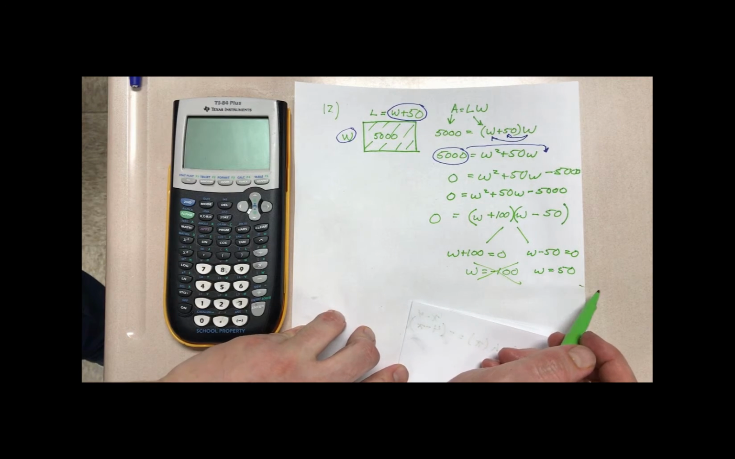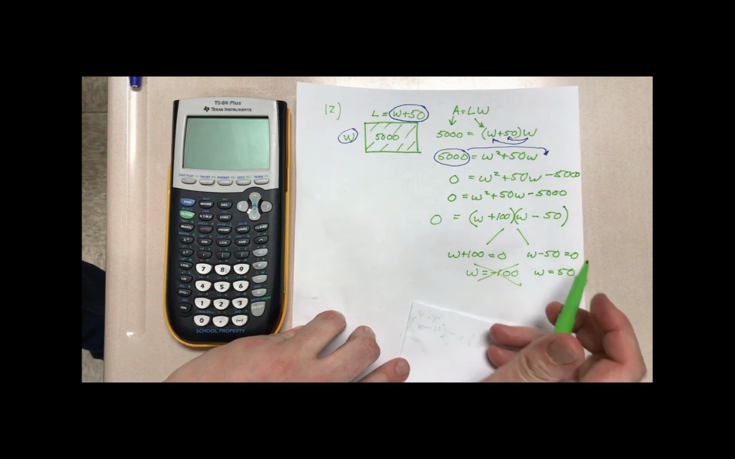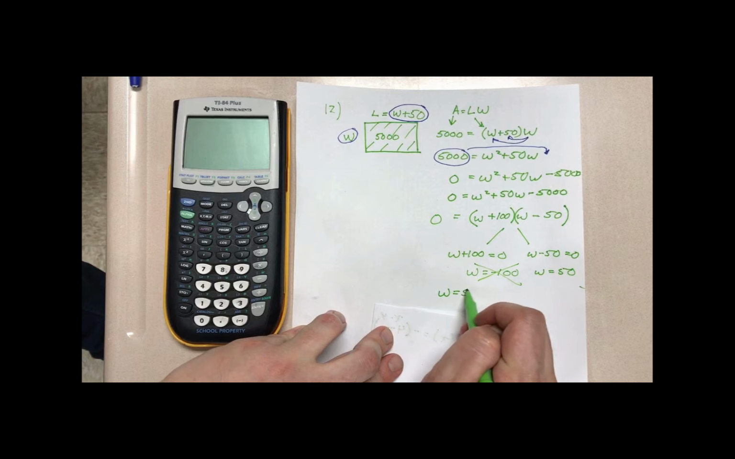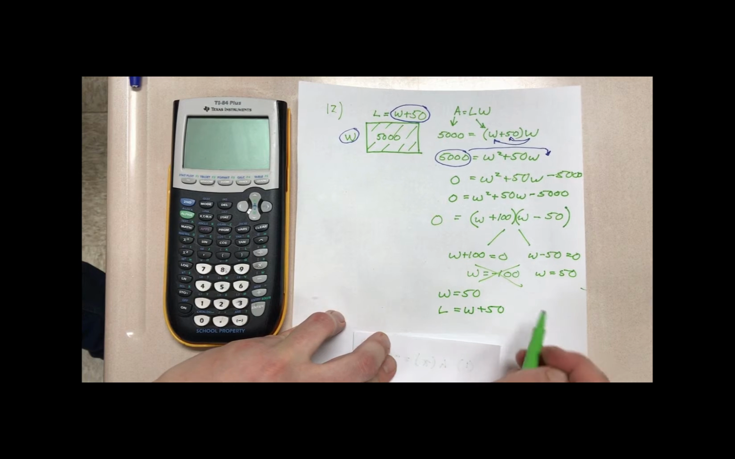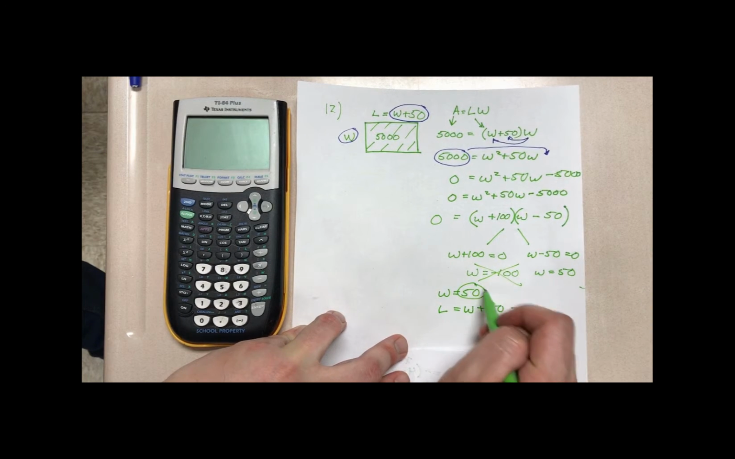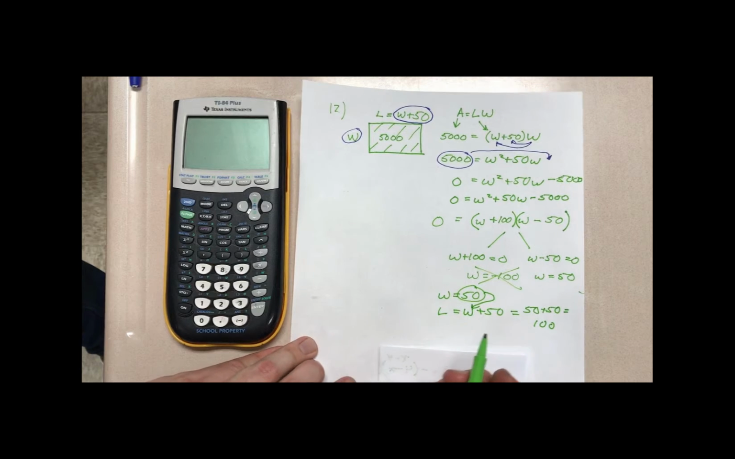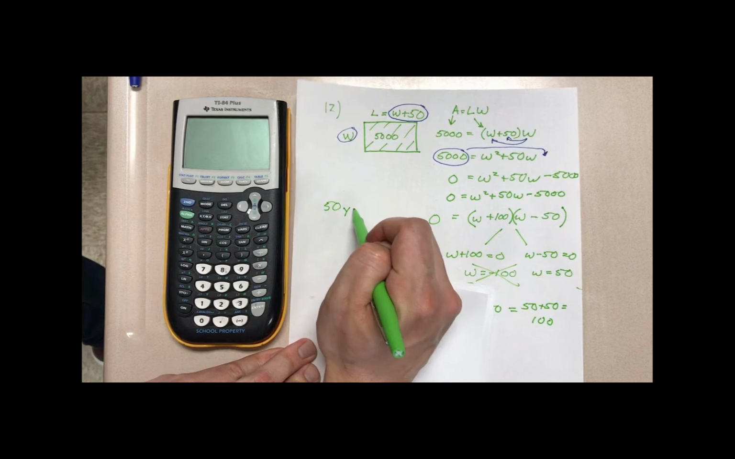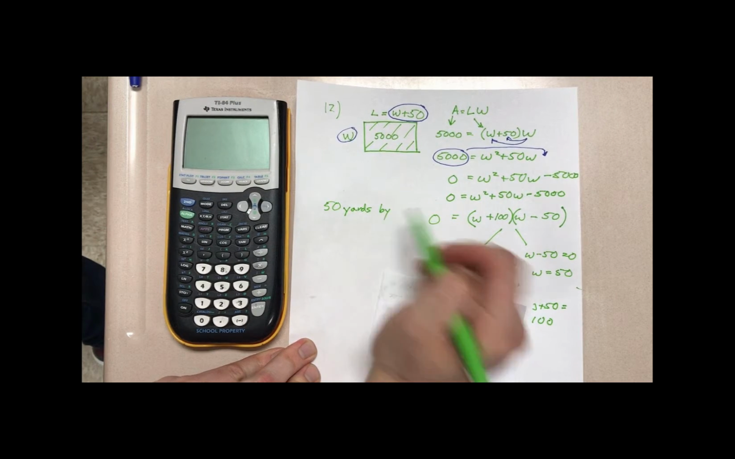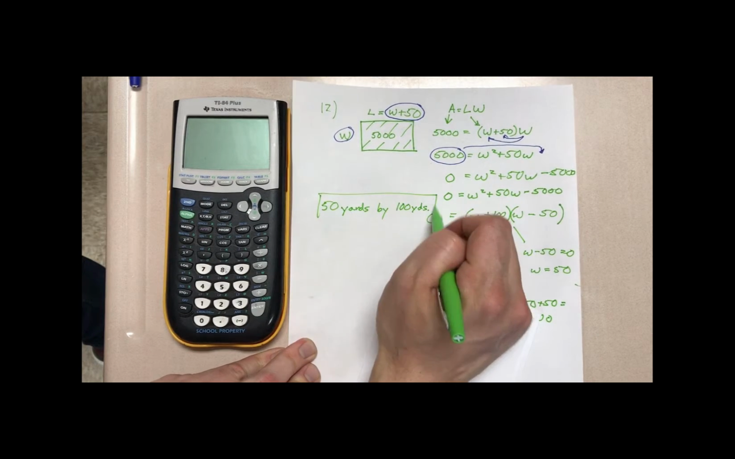But be careful. This problem asks us for the dimensions of this rectangle, which means we need the width and the length. So if the width is equal to 50, and we know that the length is equal to the width plus 50, we know that that's going to be equal to 50 plus 50, which is 100. So if we were going to say what the final answer is here for the dimensions, make sure we include units too. The width is going to be 50 yards by 100 yards. There's our final answer there.